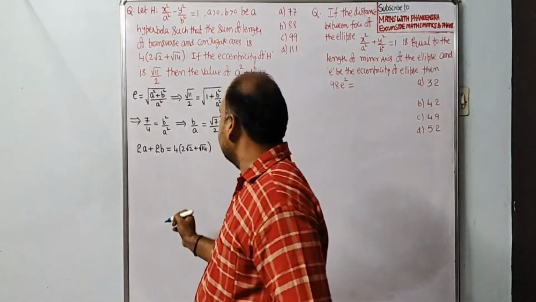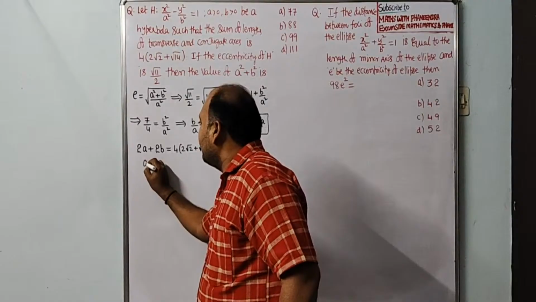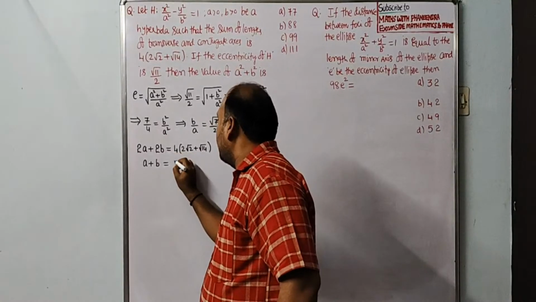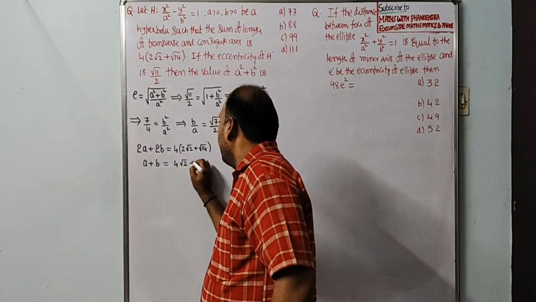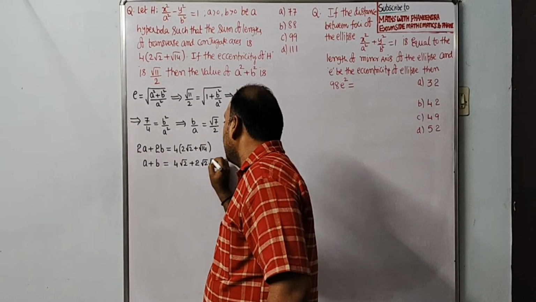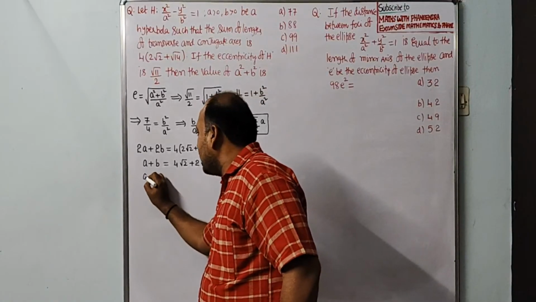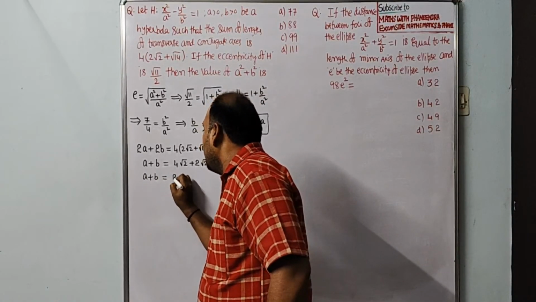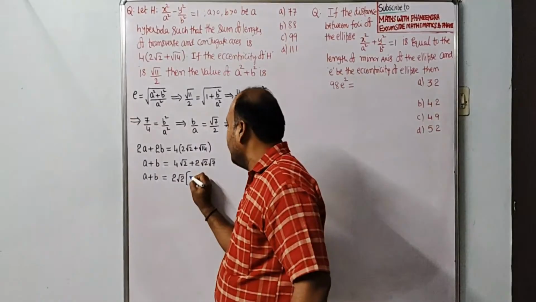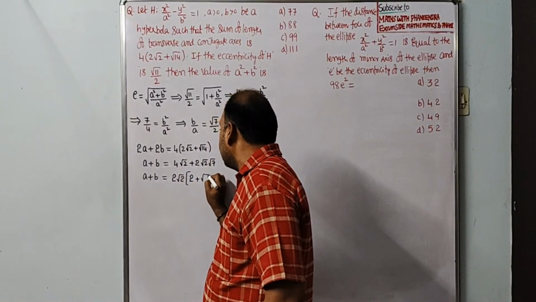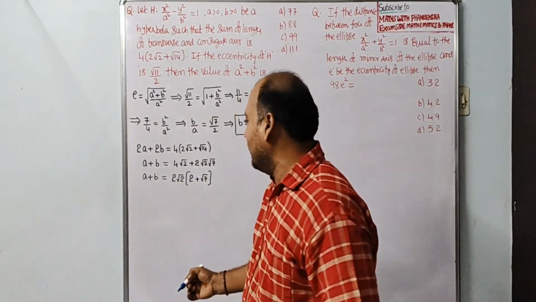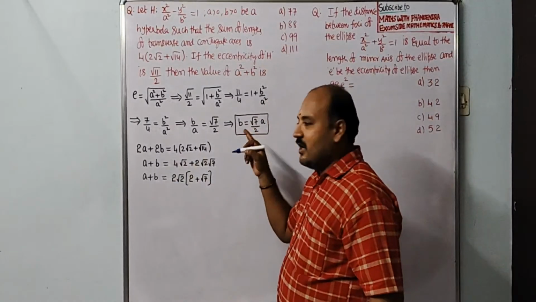So take 2 common on both sides and cancel it. You will get a plus b is equal to, here 2 2 is 4, 4 into root 2 plus 2 into root 14. So root 14 I am writing as root 2 into root 7. In these two terms, I am going to take common 2 root 2. If we take common 2 root 2 from these two, here 2 is remaining and here root 7 is remaining. Why I am taking 2 root 2, in the coming steps you will know. So wherever b is there, replace with this value.